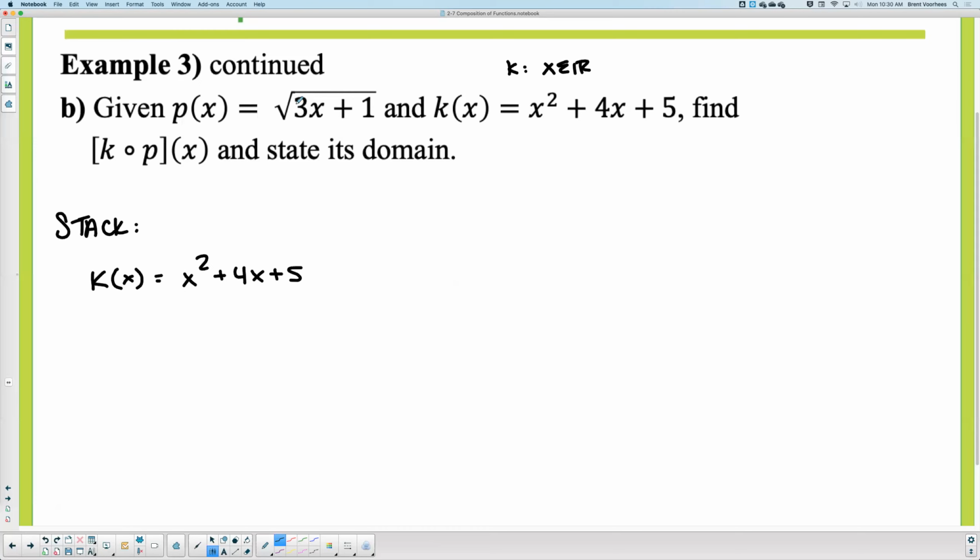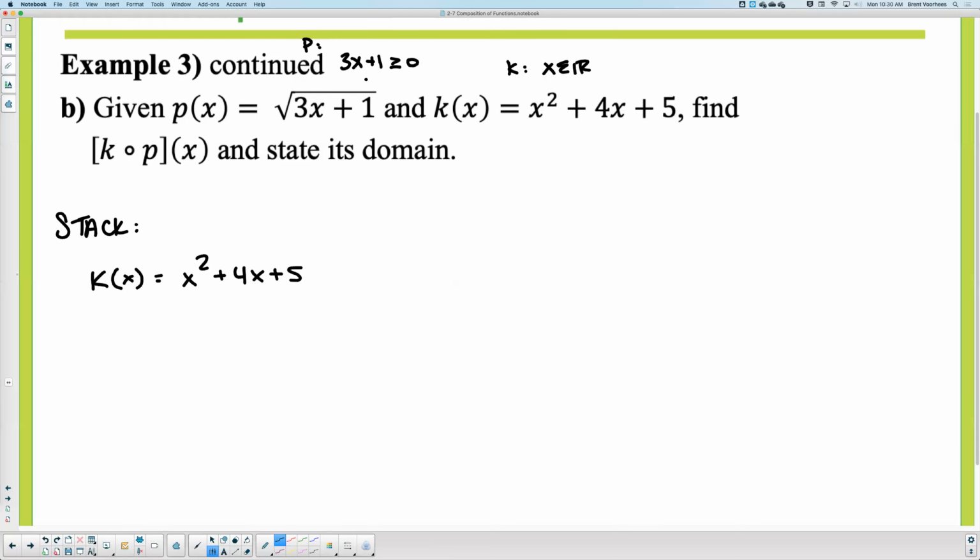What about over here? Will this be all reals? Do you see any divisions with x's? Square roots with x's? Square roots with x. What's the rule of square roots? Square roots cannot be negative. That means the inside, the 3x plus 1, must be greater than or equal to 0. This domain will be different. It'll not be all reals.